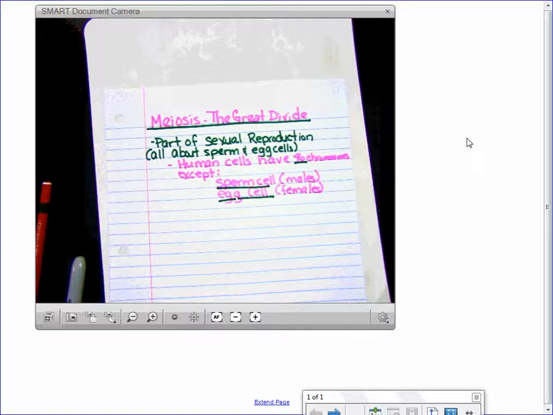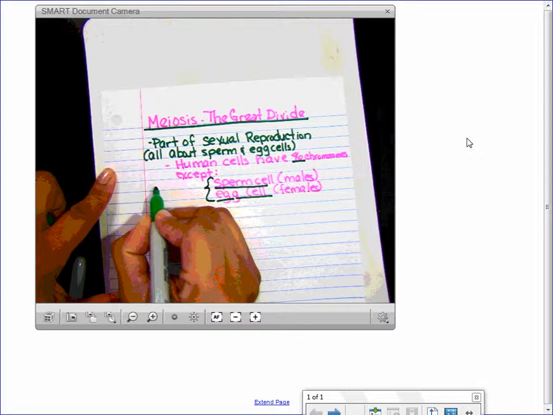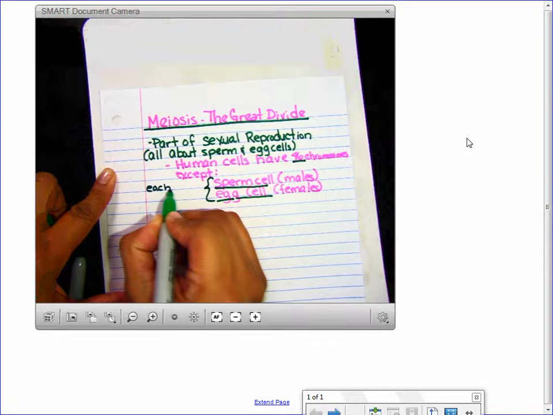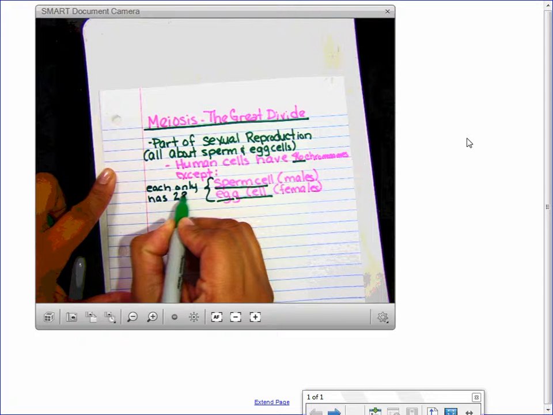How many does the sperm and the egg cell have? 23. Each only has 23.